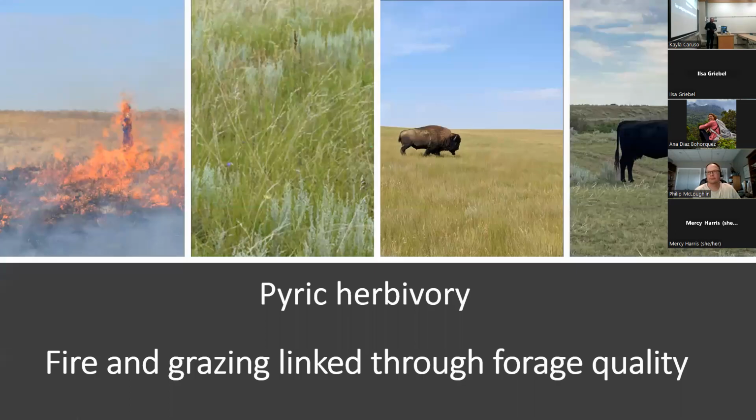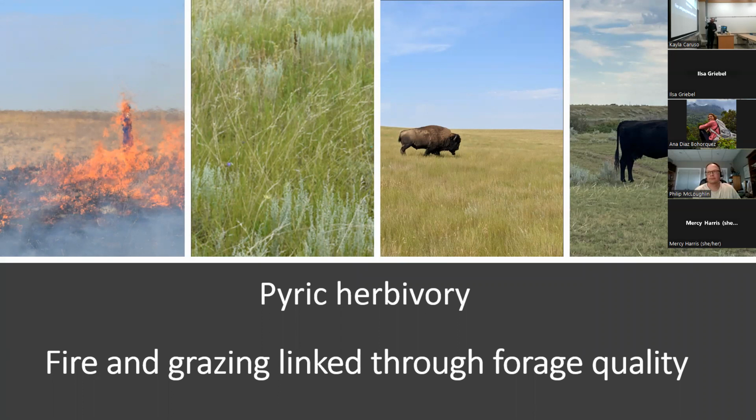And we also know that fire and grazing, we think that they are quite linked through forage quality. And the reason behind this is because when fire happens, there is new vegetation regrowth after that. And that vegetation is quite nutritious, quite palatable. And that's why it's highly attractive to animals, particularly large ungulates such as bison and cattle.